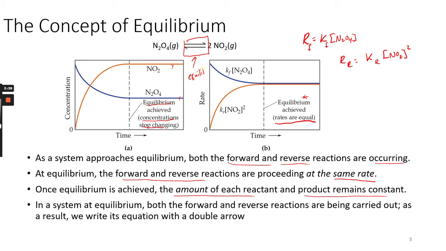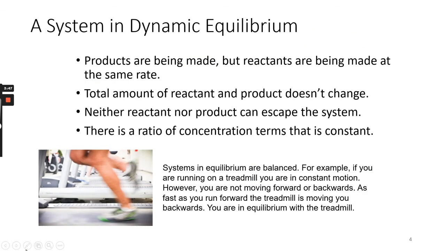Equilibrium, because the forward and the reverse reaction are both occurring. So what does it really mean when you have a system in dynamic equilibrium? Products are being made, but reactants are being made at the same time. The total amount of reactants and products don't change. Neither reactant nor product can escape the system, so it's in a sealed system. It cannot escape. There is a ratio of concentration terms that is constant.